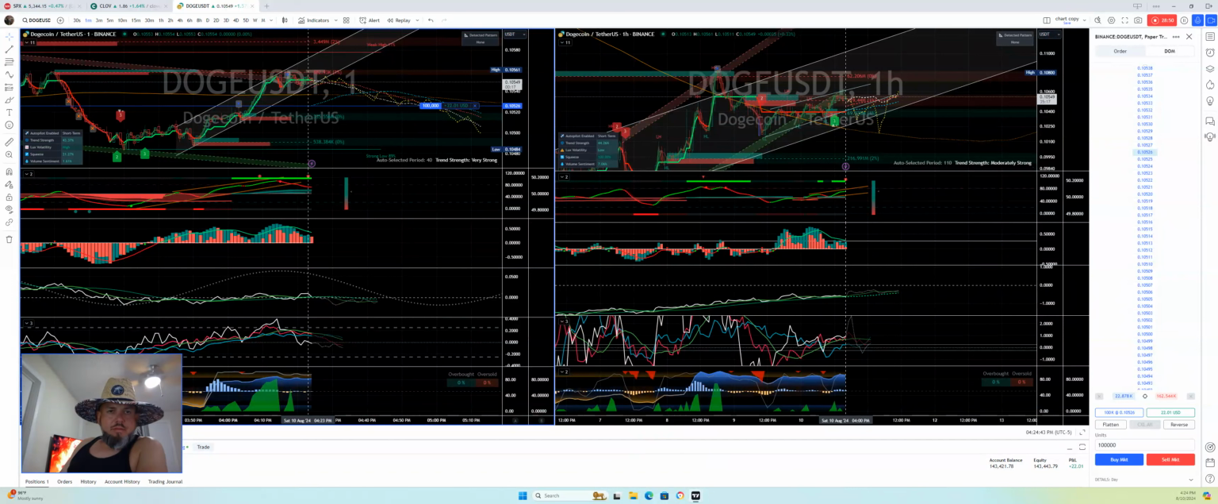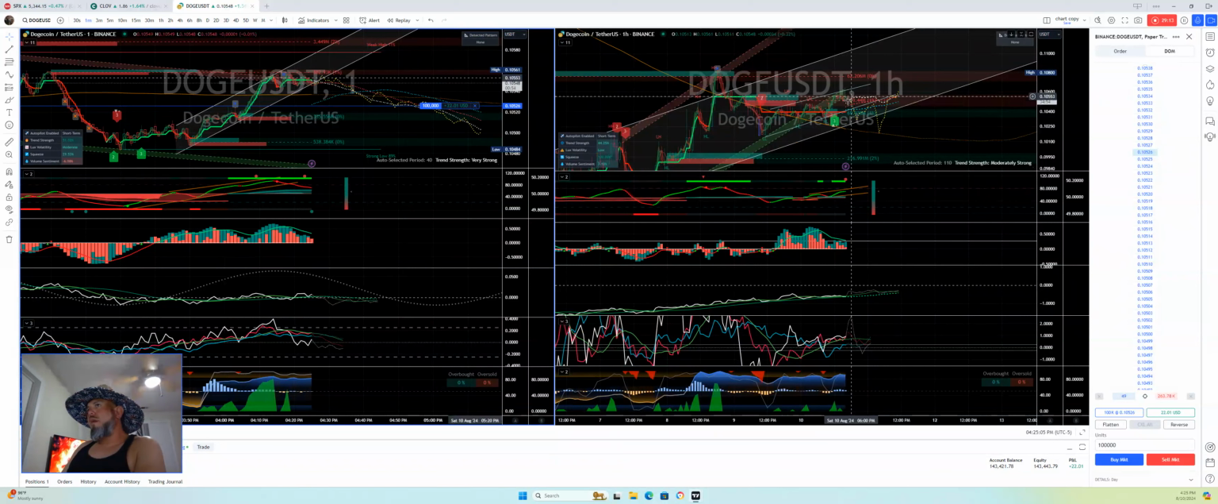Now, Bitcoin is moving to the upside. It's continuing its trend. It's trying to break out of this zone right here. Of this zone right here. It wants to break out of that zone.